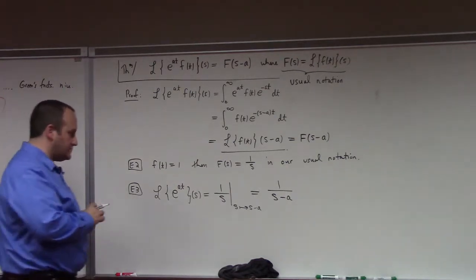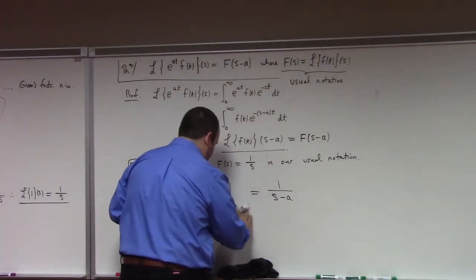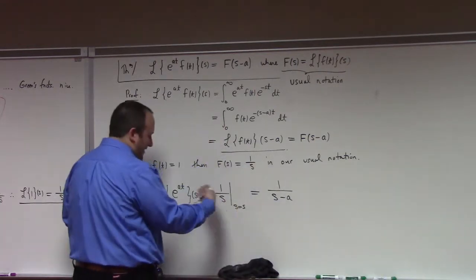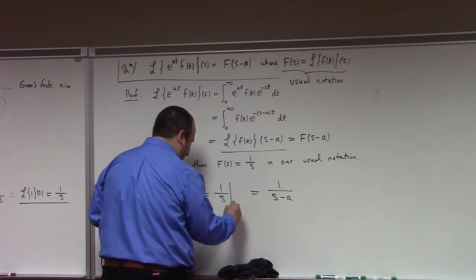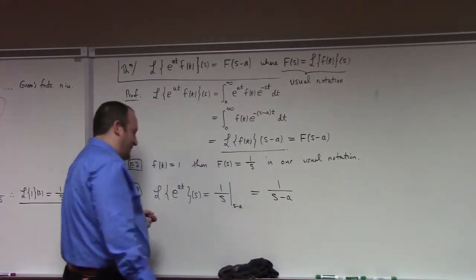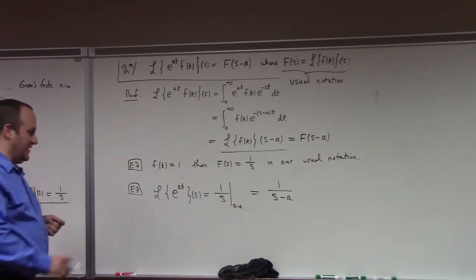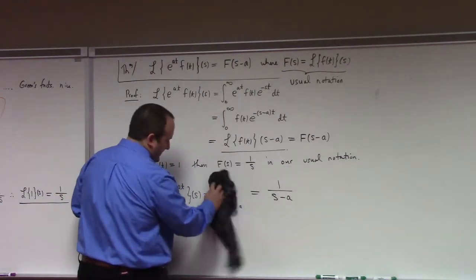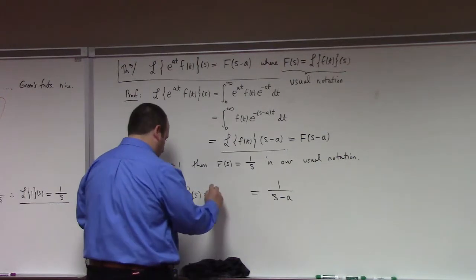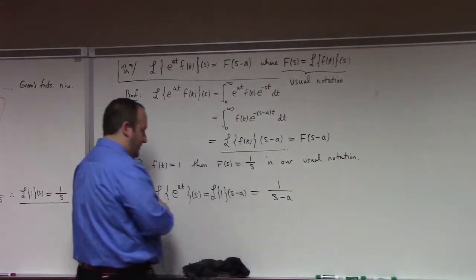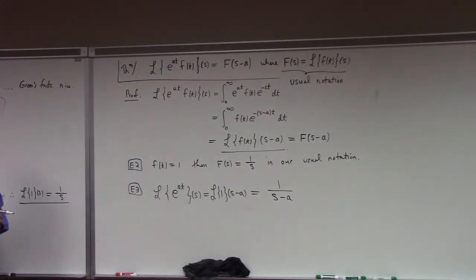Sometimes people might write 1 over s evaluated at s equals s minus a. I don't know what the right notation is for you guys here. I could also write the Laplace transform of 1 at s minus a. That would also be true. The point is I take the Laplace transform of 1 and I replace s with s minus a.